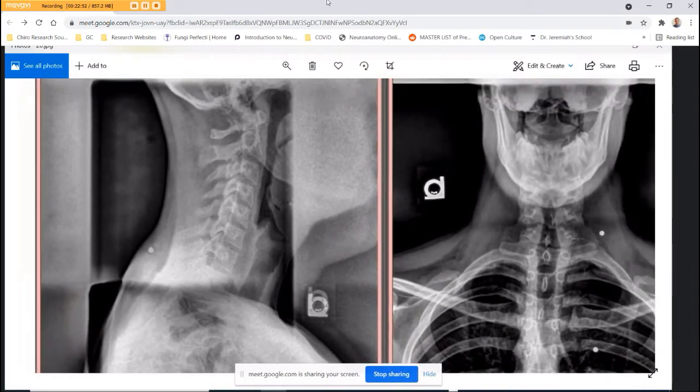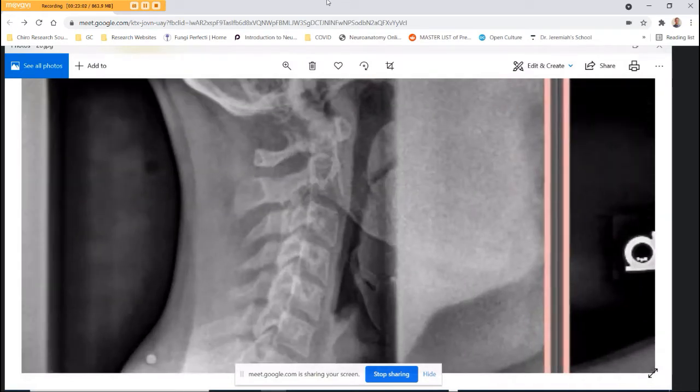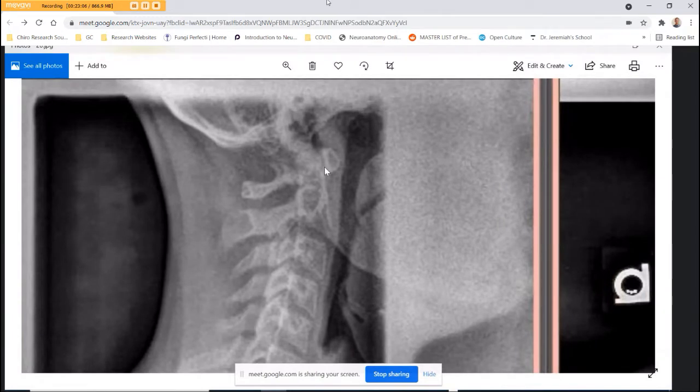So I'm just looking at that cervical spine, looking at the atlas and its relationship to the occiput, making sure the ADI looks normal between the anterior tubercle here and the dens.